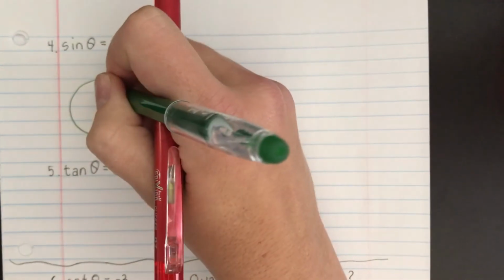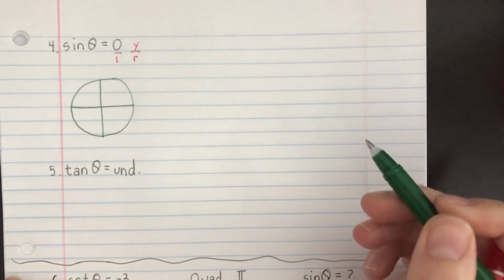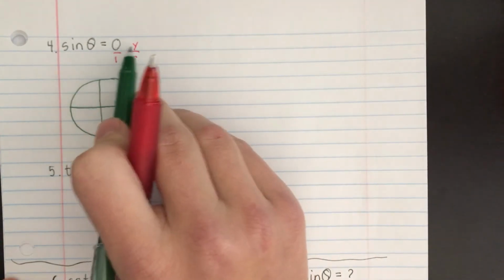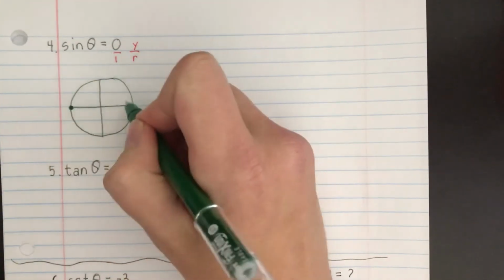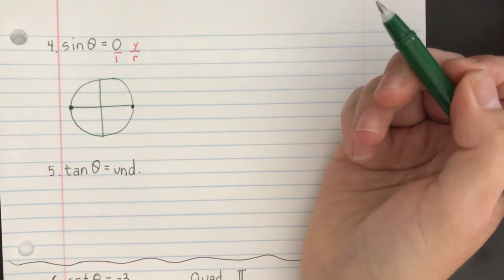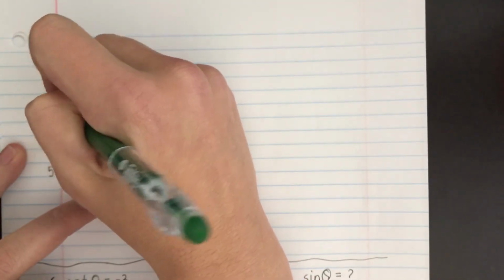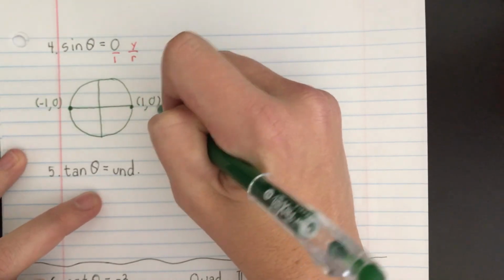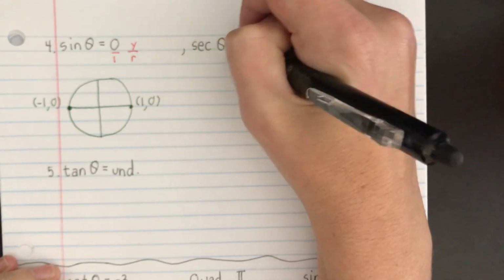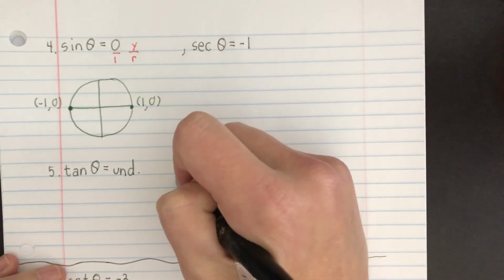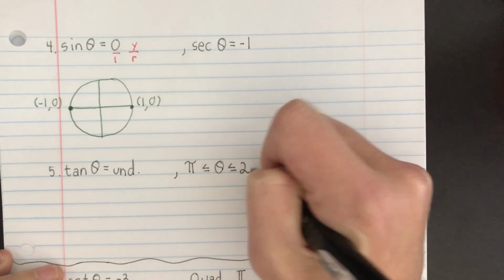Okay, so drawing that unit circle, where on the unit circle is sine of theta equal to 0? In other words, where are the y values 0 on the unit circle? The y values are 0 at (-1, 0) and at (1, 0). And this was supposed to have a constraint. I'm so sorry, it doesn't. Secant of theta equals negative 1. This was also supposed to have a constraint: pi. There we go. I missed that.